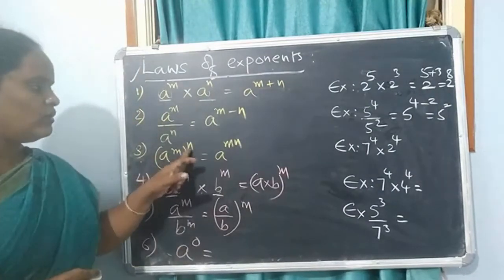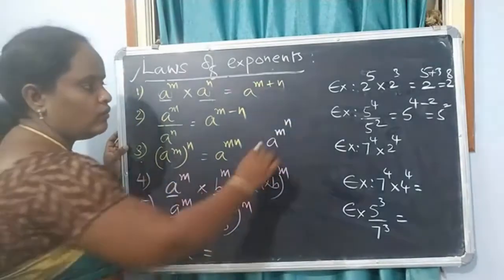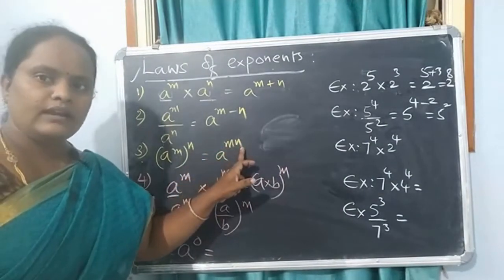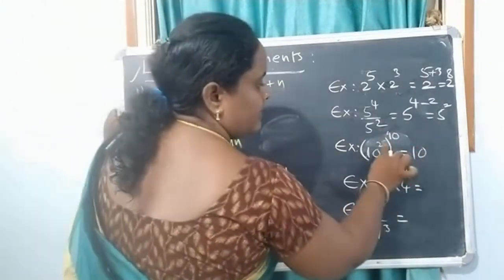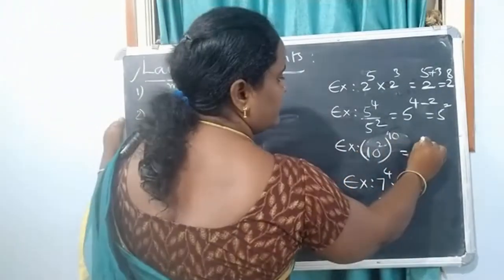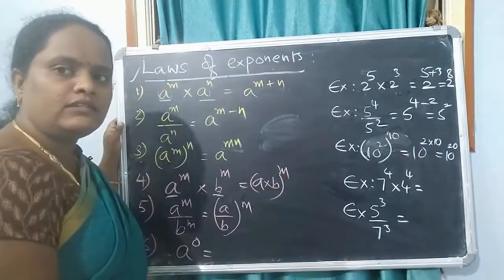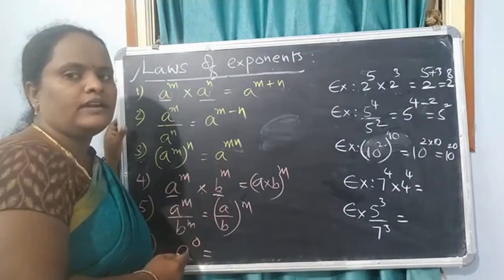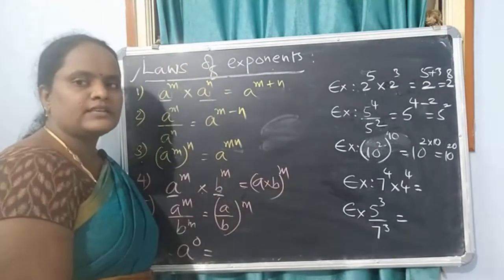Next, a power m, whole power n. This is different from a power m power n. If there is a whole power, then it is a power m into n. So here 10 square whole power 10 is equal to 10 power 2 into 10, that is 10 power 20. So 10 should be written 20 times, 10 into 10 into 10 like this, and we need to multiply. That is equal to 10 power 20. If it is difficult to write such a big answer, we keep the answer in exponential form only.